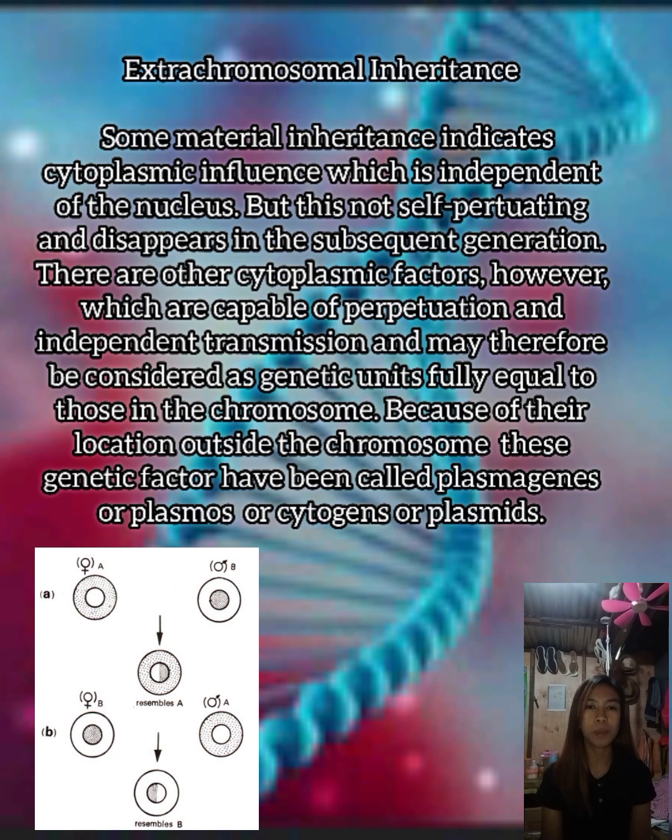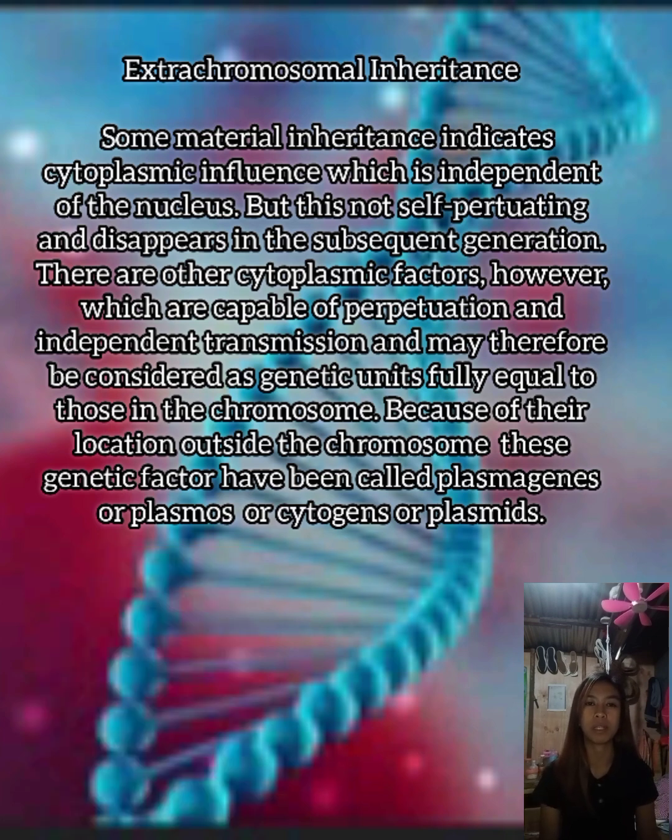There are other cytoplasmic factors, however, which are capable of perpetuating an independent transmission and may therefore be considered as genetic units fully equal to those in the chromosome. Because of this location outside the chromosome, these genetic factors have been called plasmagens, plasmons, cytogens, or plasmids.